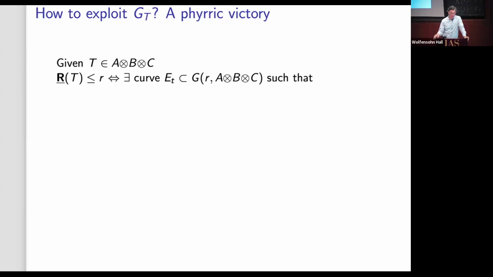So let's think about what it means for something to be in this R secant variety. R-bar of T is the smallest R such that T is in this R secant variety, and that's called the border rank in complexity theory.